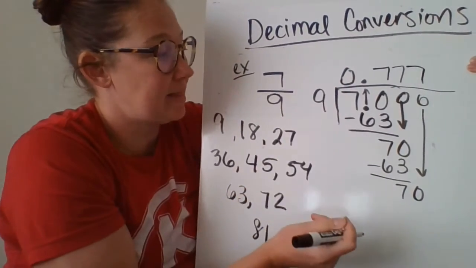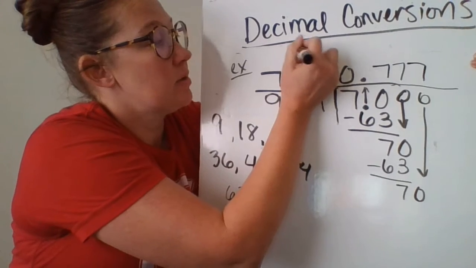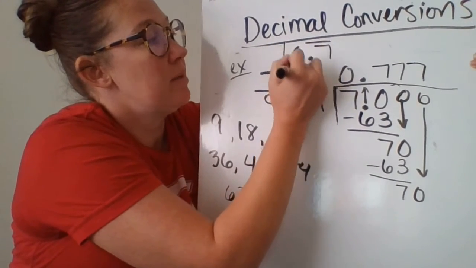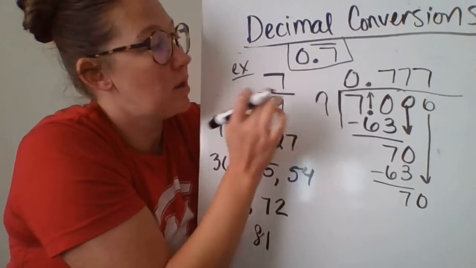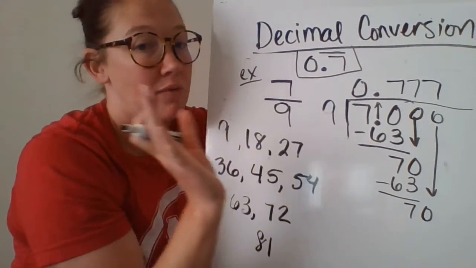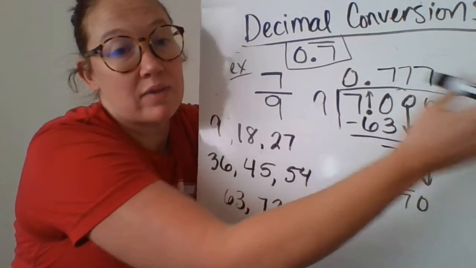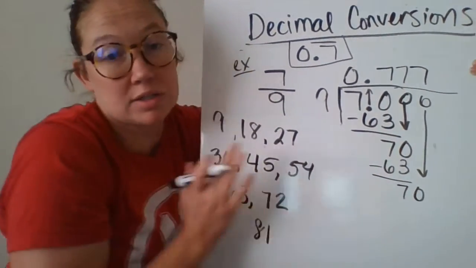So the shortened way to write this answer is going to be 0.7 with a bar. That's a repeating bar right there. That repeating bar tells me that that 7 is going to keep going forever and ever. And if you kept going with your long division here, you would just keep getting 7 and 7 and 7, and you're never going to stop.